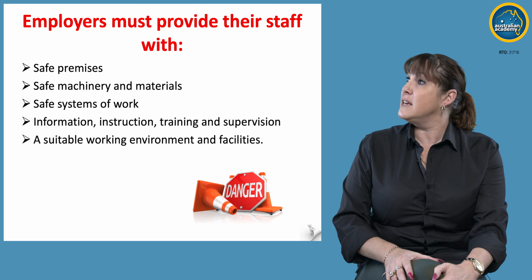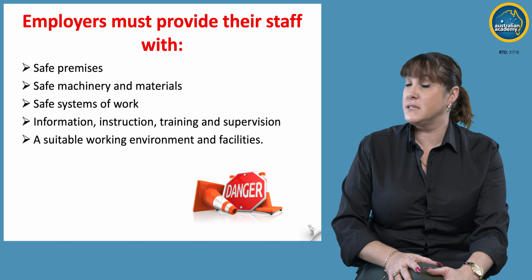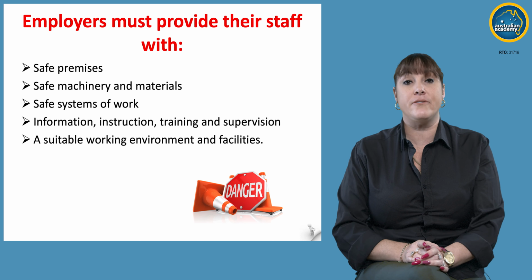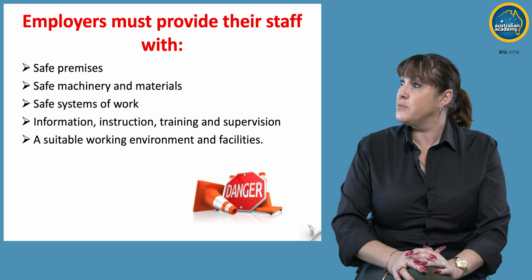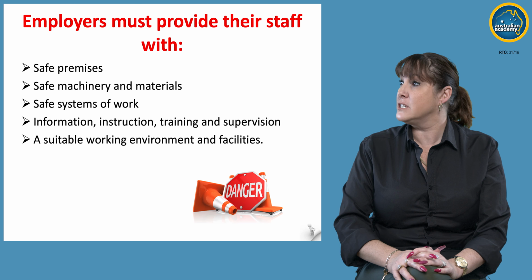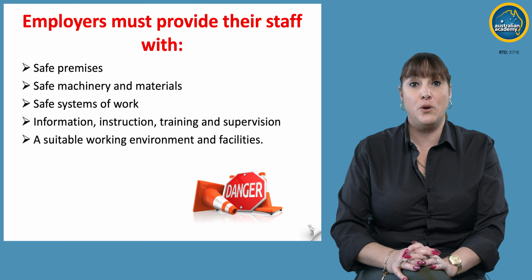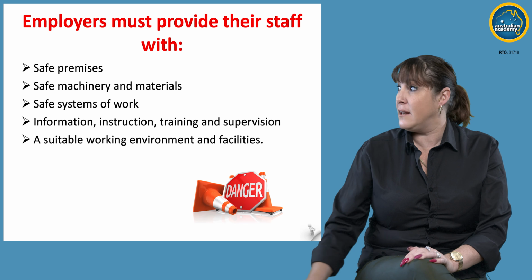Employers must provide their staff with a safe premises, safe machinery and materials. So this could include anything from a slide sheet to a hoist, safe systems of work, information, instruction, training and supervision. So this would be also with the equipment that you need to use, and a suitable working environment and facility.